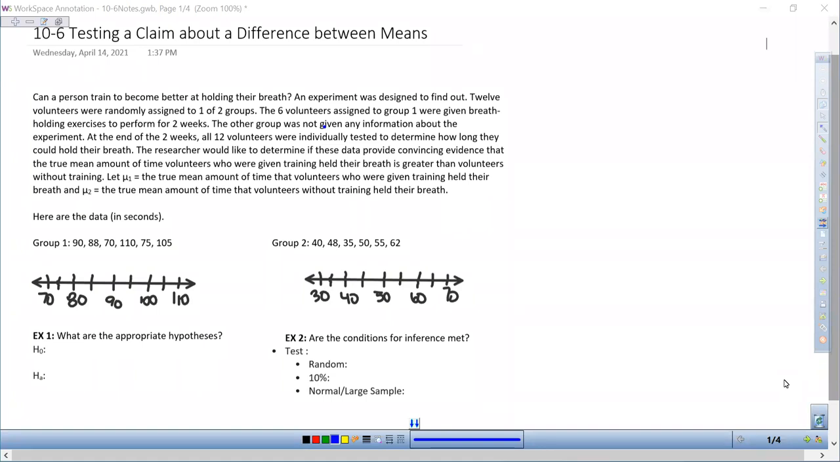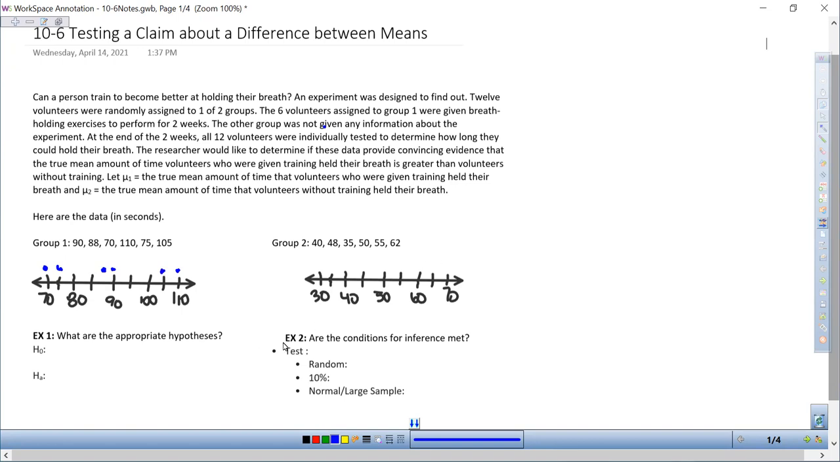I'm going to plot that on a dot plot just so we can check shape when we're looking at conditions of inference. I'm going to do that first, even though in example 1 we're looking at the hypotheses, and we don't really need that information for the hypotheses. So I have 90, I'm just going to put a dot for 90. And then 88, 70, 110, 75, and 105.